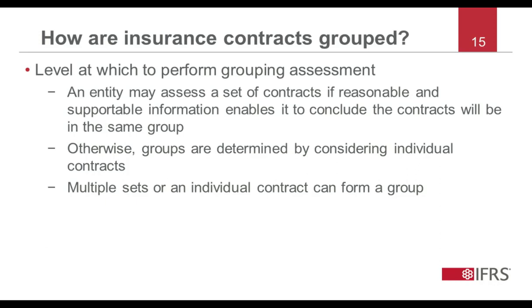The grouping assessment discussed in the previous slide can be performed by measuring a set of contracts as opposed to on an individual contract basis if the requirements in IFRS 17 are met. An entity may assess a set of contracts if there is reasonable and supportable information to conclude that the contracts will be in the same group. If the entity does not have such information, the entity will determine groups to which the contracts belong by considering individual contracts. After applying the requirements of IFRS 17, a group can be made up of any number of sets of contracts or an individual contract.